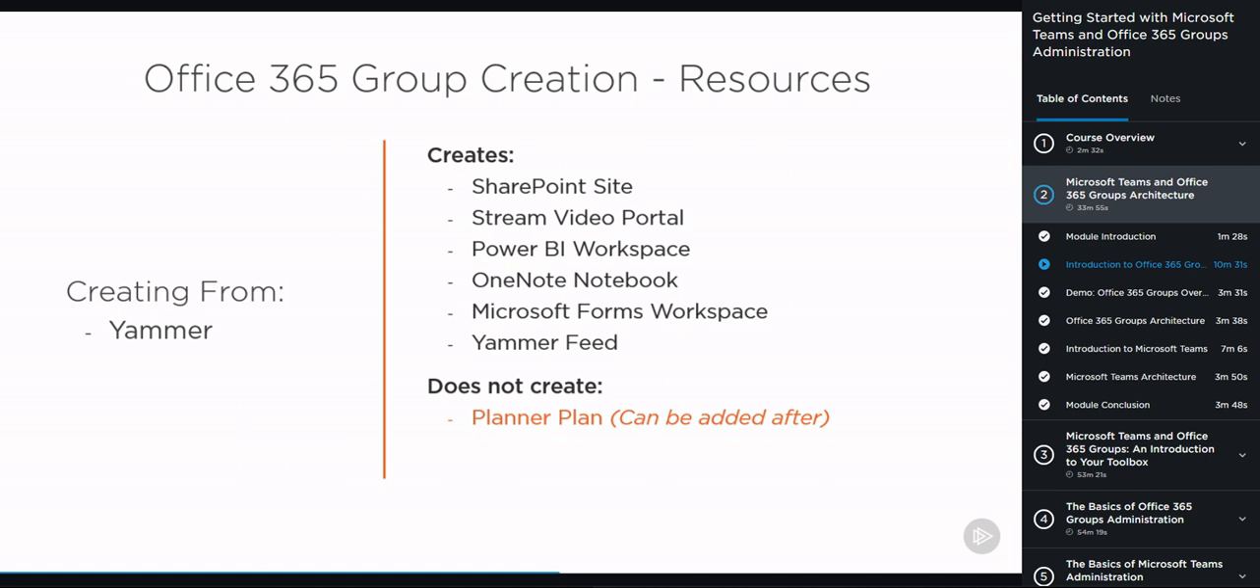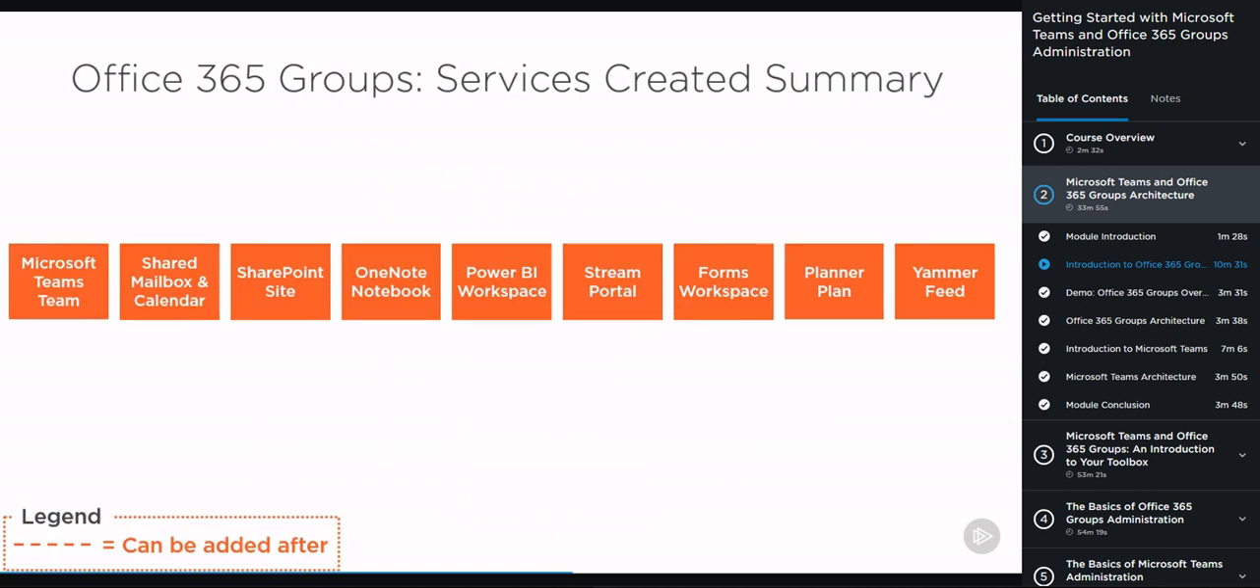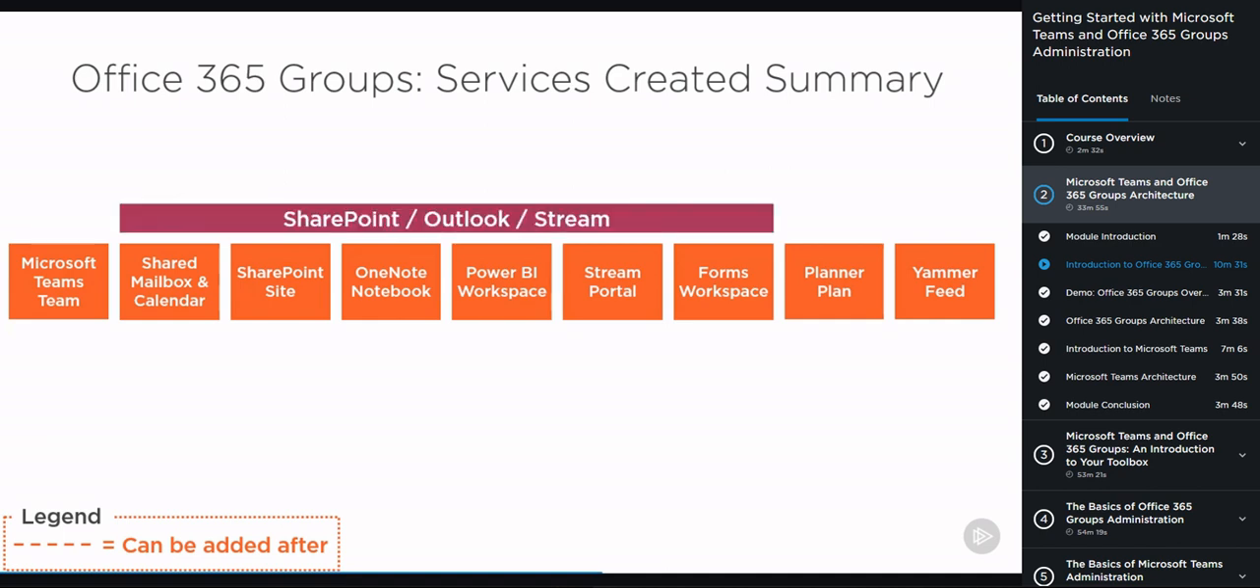So that was a lot of information, but now if I put it all together in a slide, sort of like a cheat sheet of forms, you have this slide over here where you see everything that's created automatically, as well as things that can be added afterwards. So first of all, if we created from SharePoint, Outlook, or Microsoft Stream, we really have those core elements of the SharePoint site, shared mailbox and calendar, OneNote notebook, Power BI workspace, Stream portal, and Forms workspace, with the ability to add a Microsoft Teams theme or a Planner plan.